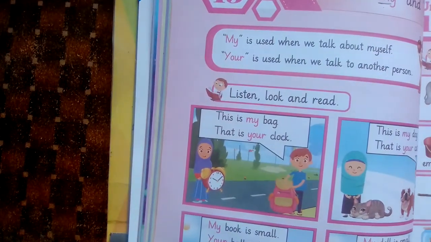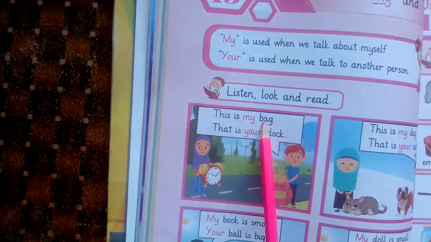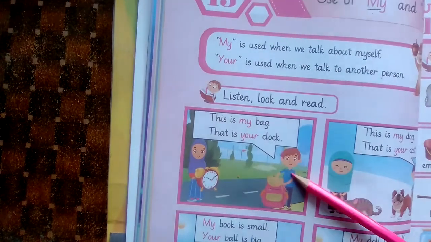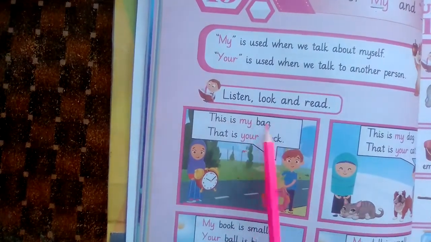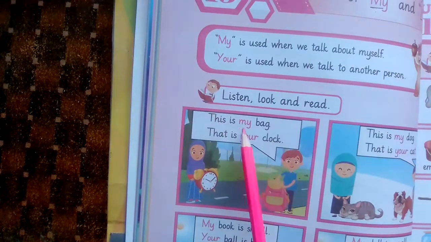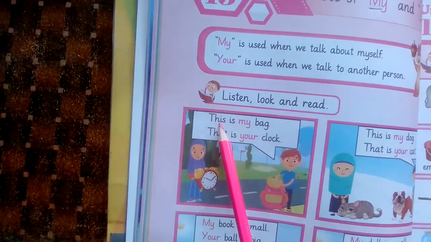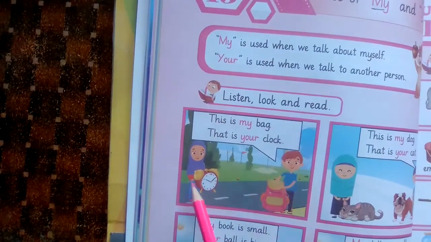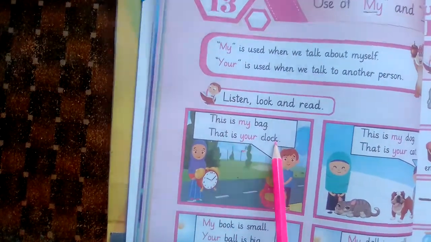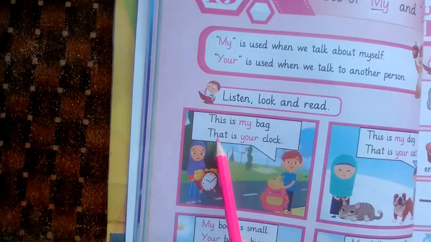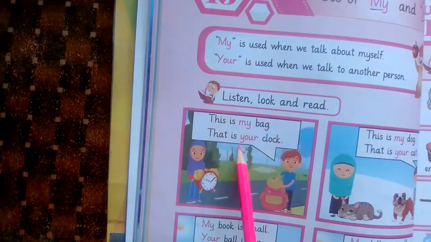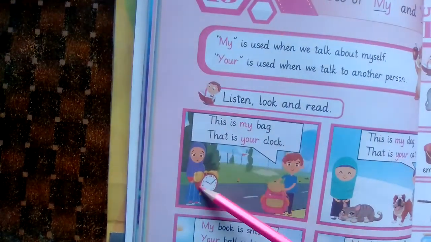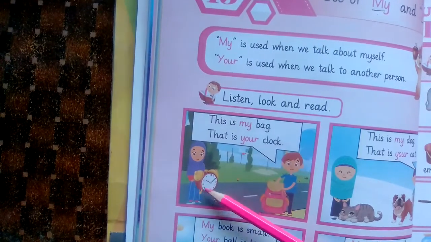Let's start reading with me. This is my bag. This one boy is saying, this is my bag. ये मेरा बैग है. My, मेरा. This, ये. This is my bag. ये मेरा बैग है. And this one boy is saying to this girl, that is your clock. ये, that, वो. That is your clock. वो आपकी घड़ी है. ये बच्चा कह रहा है ये मेरा बैग है और वो तुम्हारी, आपकी घड़ी है.